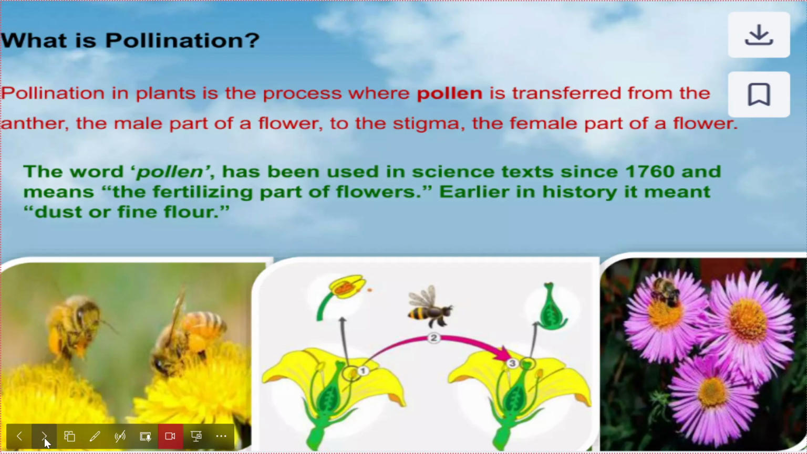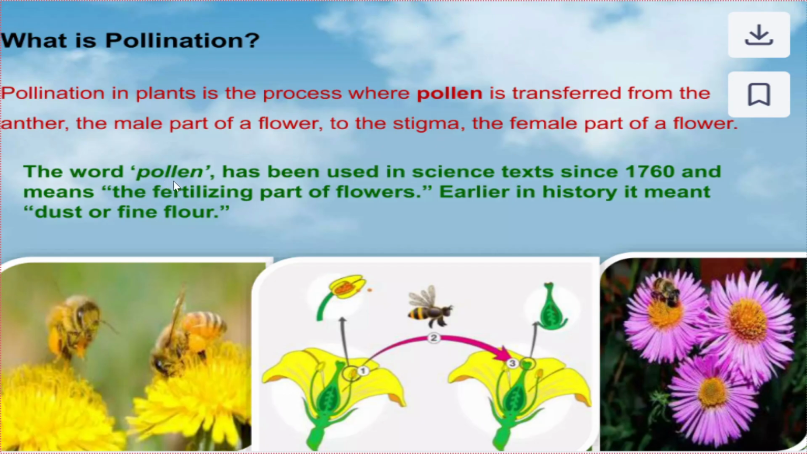So now, reproduction in plants. So how do plants reproduce? Have you heard about the word pollination? Pollination in plants is the process where pollen grains are transferred from the anther, the male part of a flower, to the stigma, the female part of a flower. I don't think you have understood this definition because it is in a complicated form.